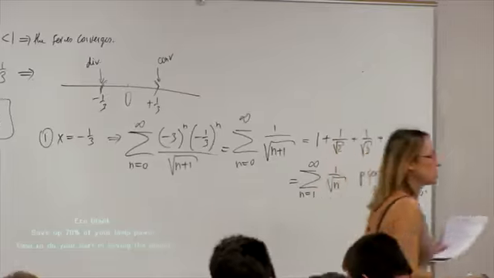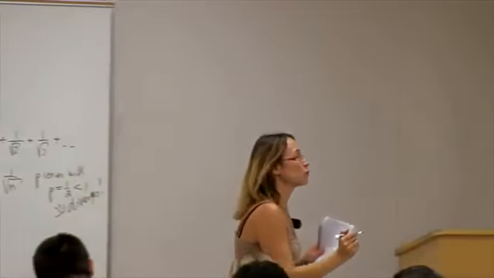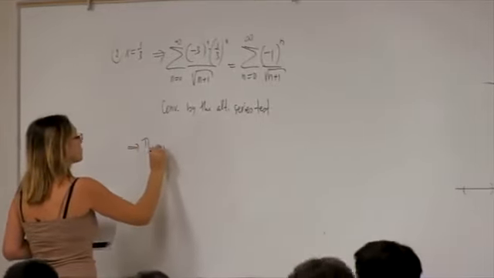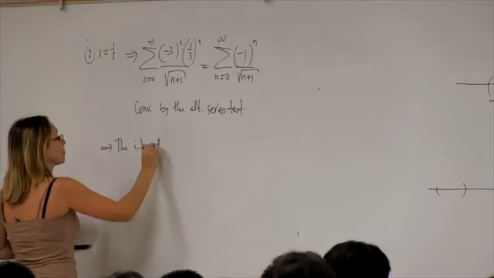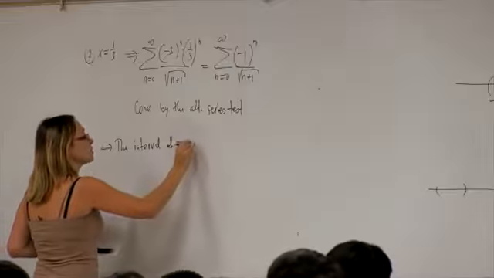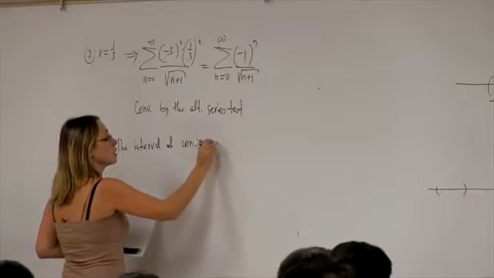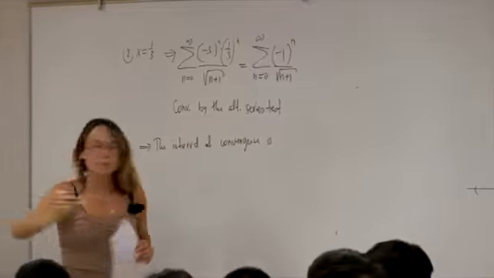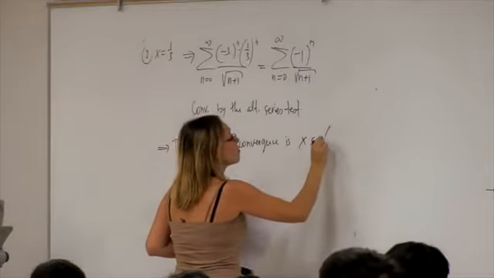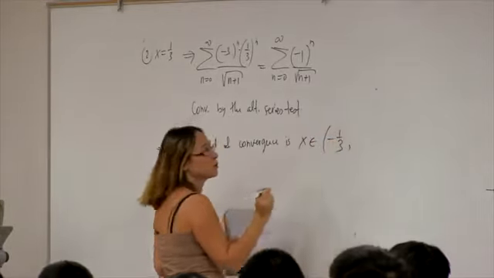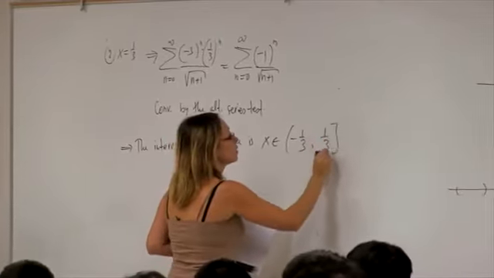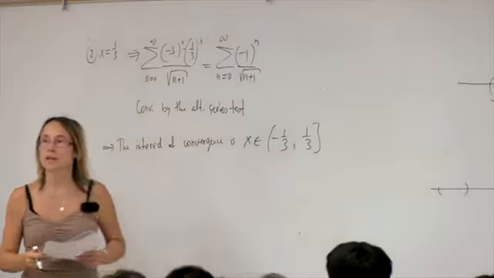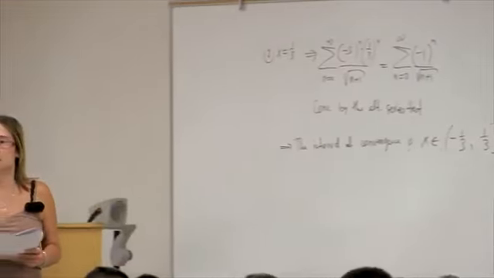So I'm going to write down the answer to the second question. The interval of convergence is, so which one is included? From minus 1/3 not including to 1/3 inclusive. So this is an asymmetric interval of convergence here. Questions?